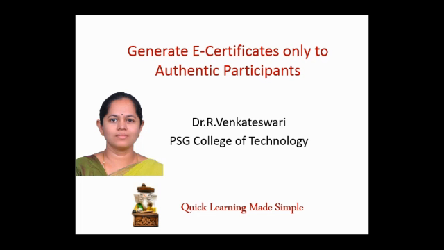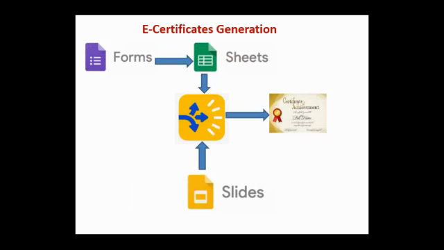How to generate e-certificates automatically only for the authentic participants. In this video, we will see today all the participants' details will be collected normally in a Google form. This form will be sent at the end of the webinar or as a quiz to the users. When the users fill in all the details, they will be available in the Google response sheet.